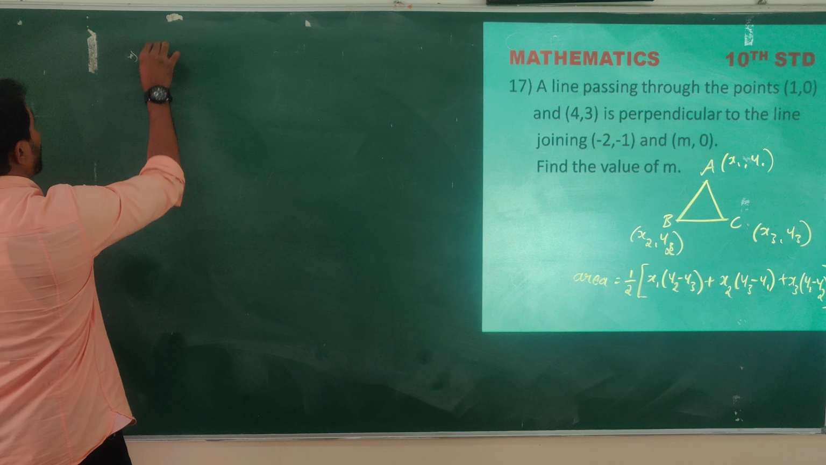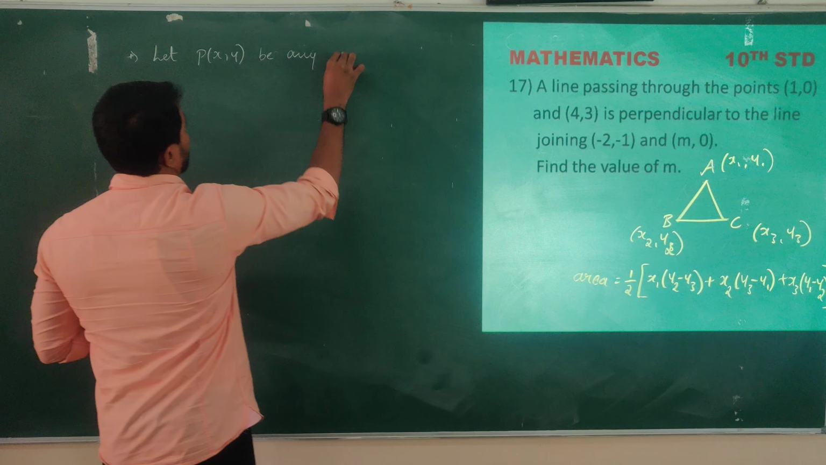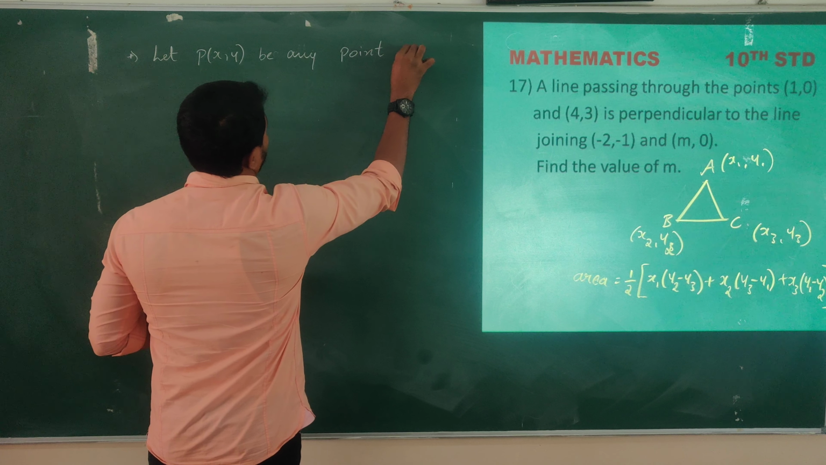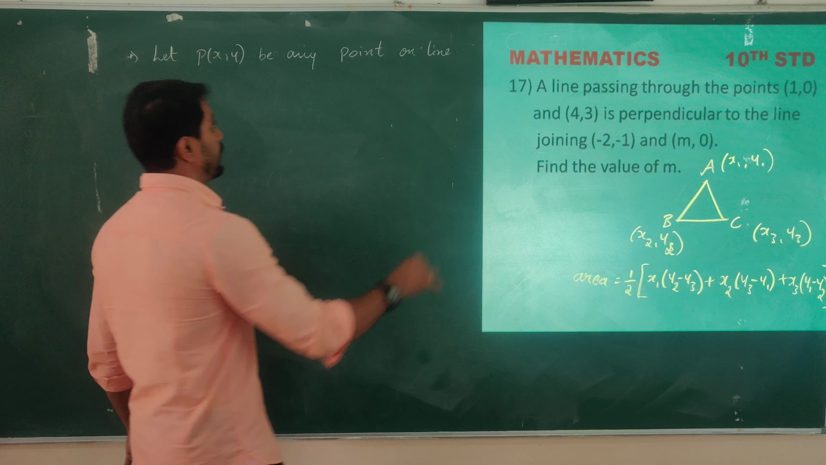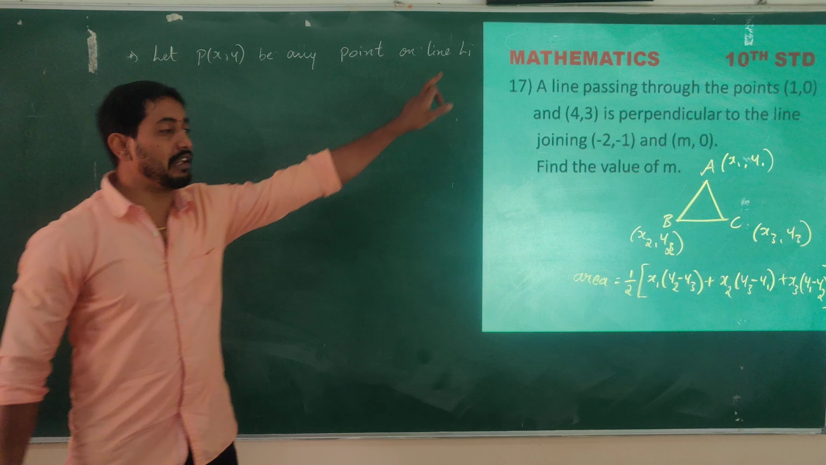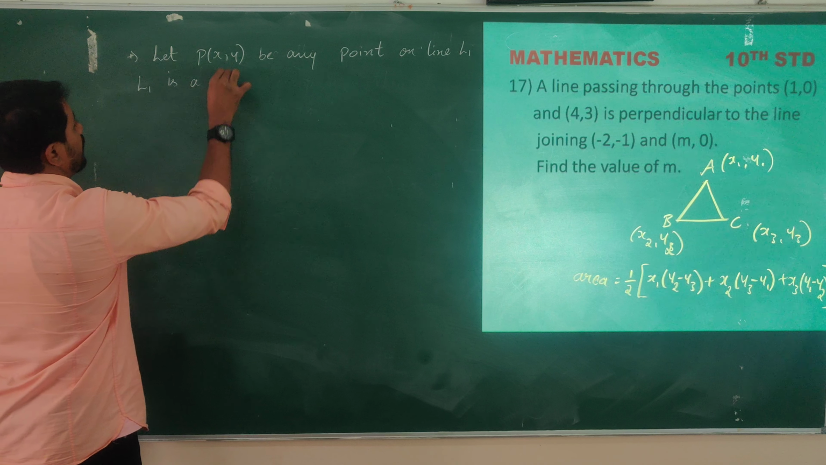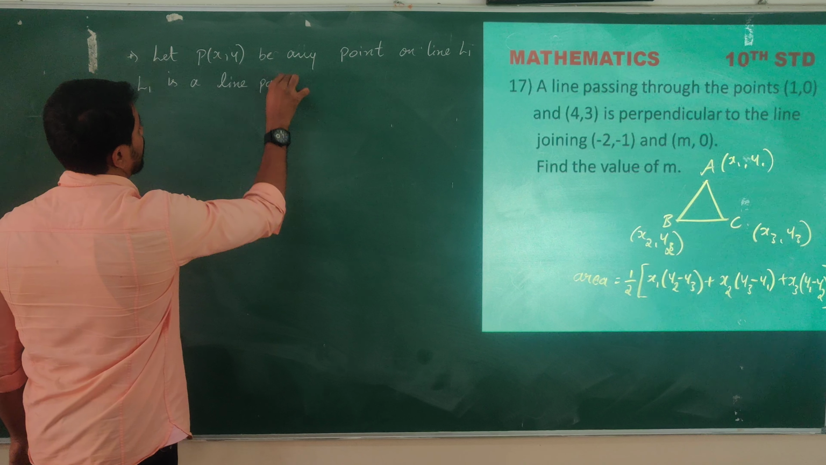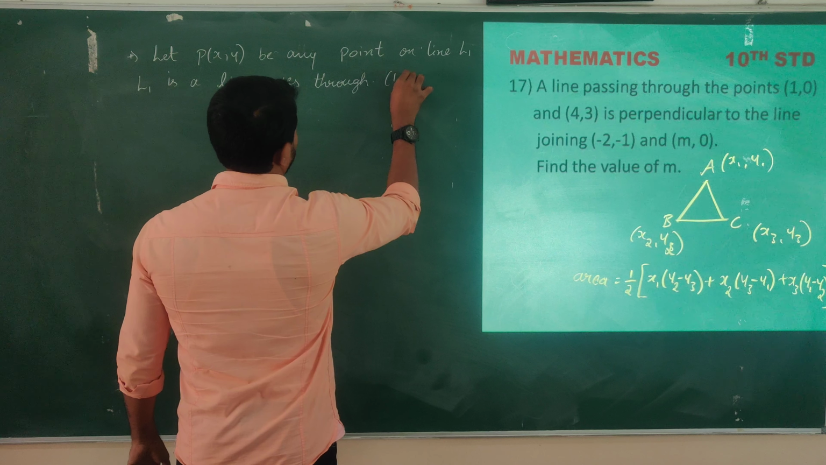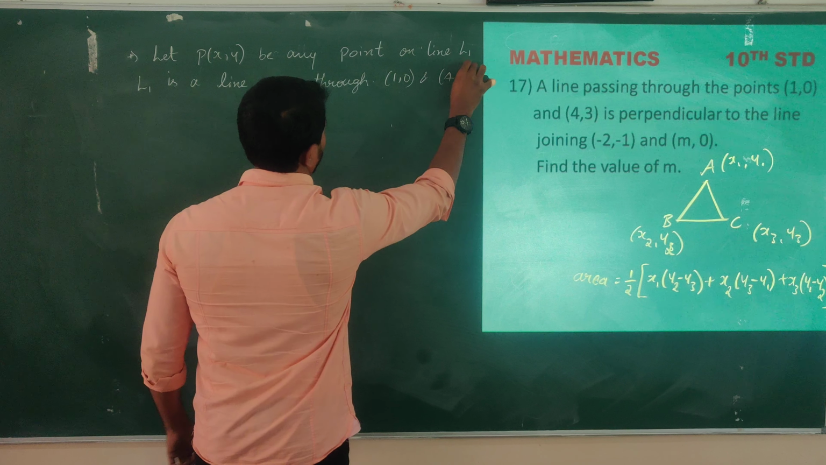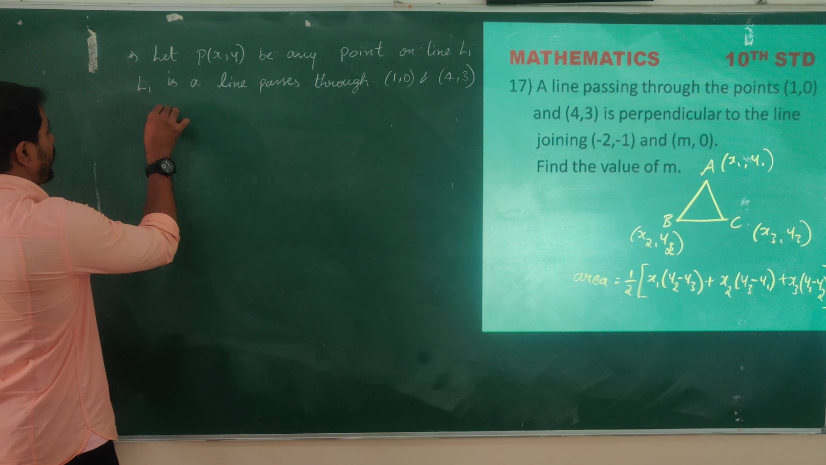So first let us consider P(x, y) to be any point on line L1. L1 is a line that passes through the points (1, 0) and (4, 3). Now let us obtain the equation of line L1.